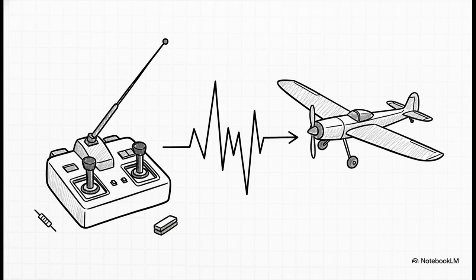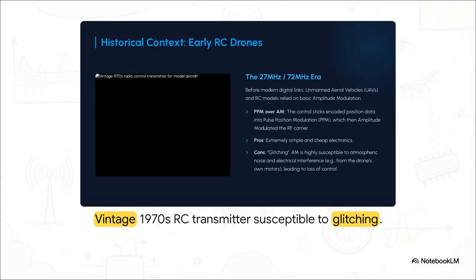The pilot's control sticks would mechanically encode position data into something called pulse position modulation, or PPM. Then, that PPM signal was used to directly amplitude modulate the radio carrier wave. Simple but highly effective. Take a look at this vintage 1970s radio. Back in the day, this was absolute state-of-the-art.